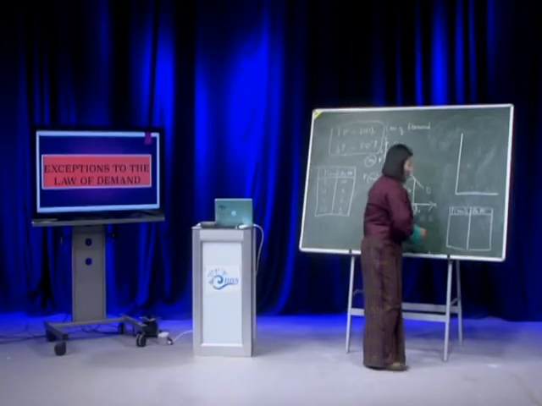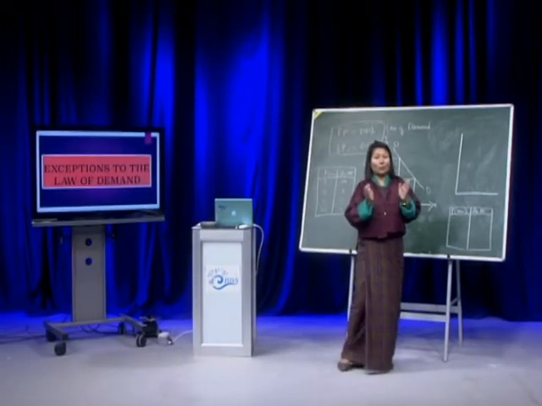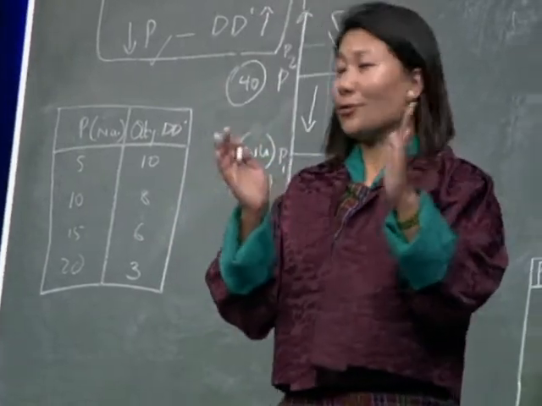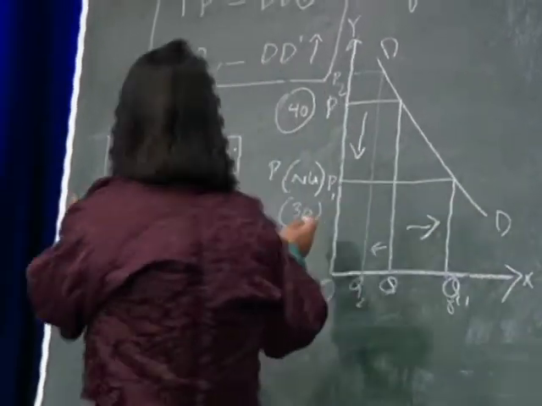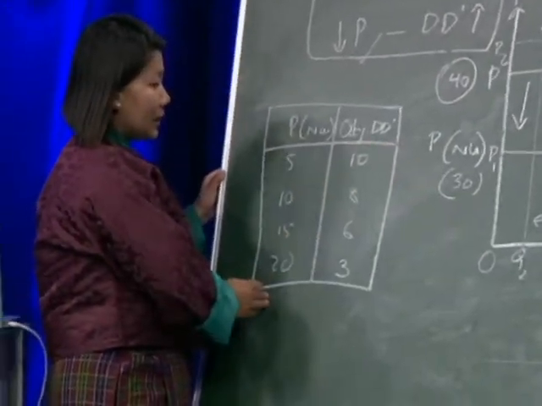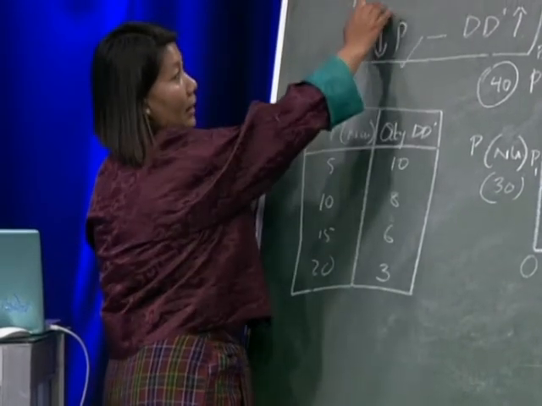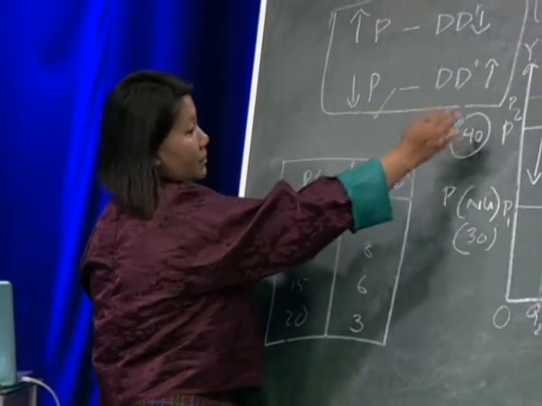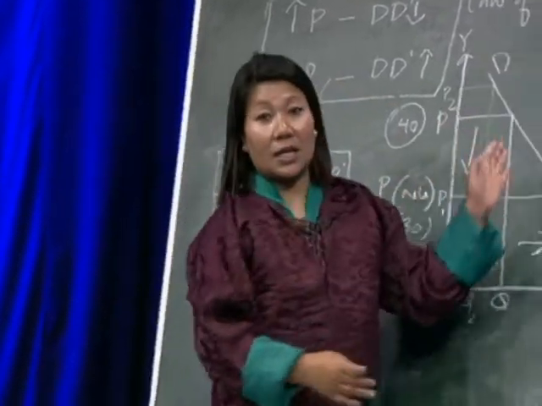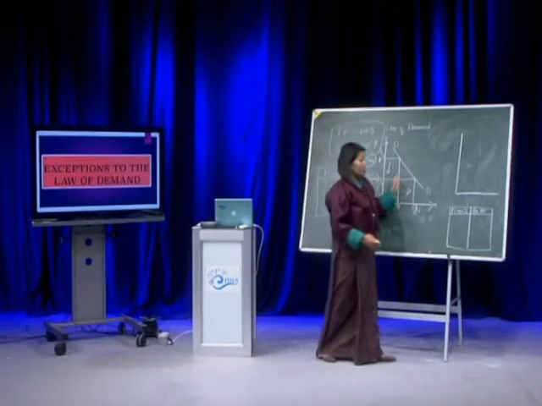Okay. So, to understand exceptions to the law of demand, first you need to understand what is the law of demand. The law of demand: lower the price, higher the demand; higher the price, lower the demand. Higher price, lower demand; lower price, higher demand. This is the graph, this is the curve for the law of demand.